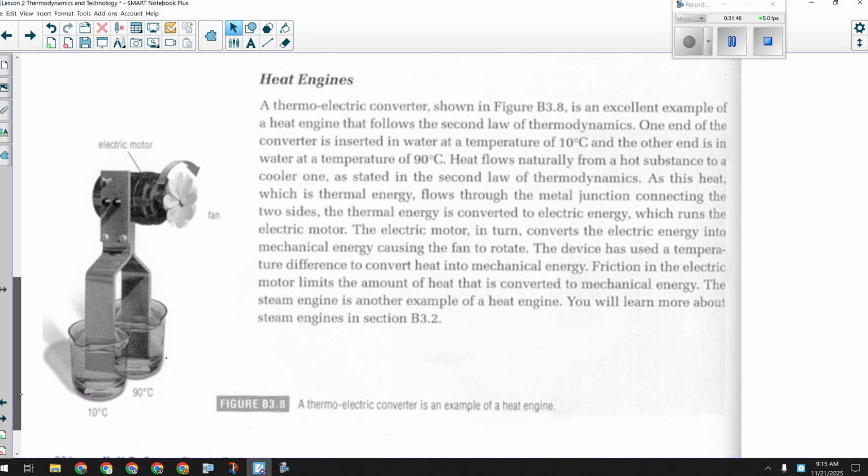All they've done is take two beakers, one that's 90 degrees Celsius, so water right out of the kettle, and one that's 10 degrees Celsius. You put the leads in the hot and the cold, and that engine will spin. How long will it spin for?